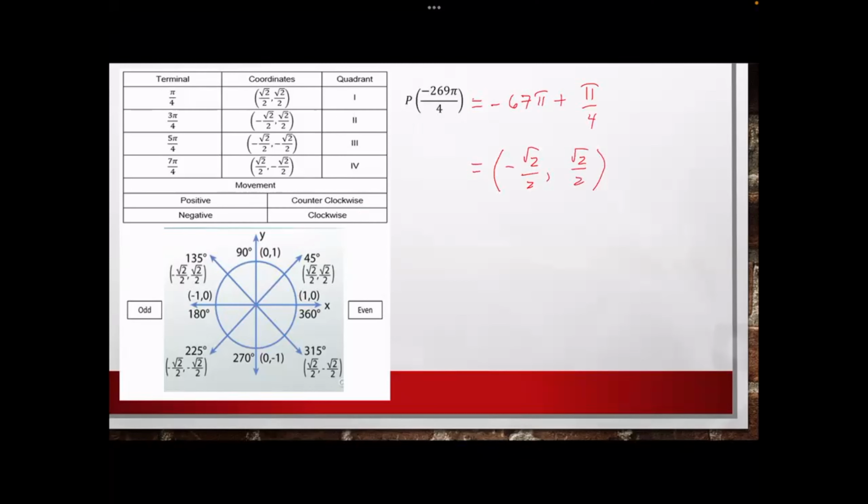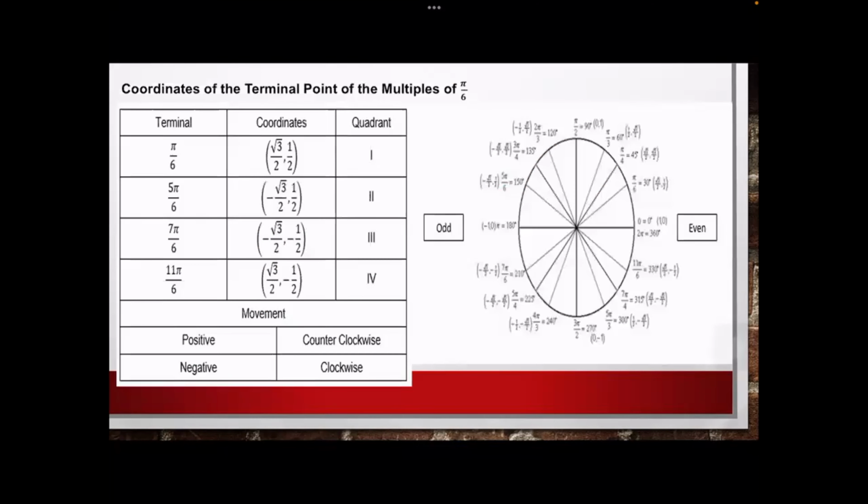Okay, so this is negative 67. So, 67 is add, tapos it's negative, that's clockwise. So, mag-add tayo ng isa. So, nito lang siya. So, quadrant 2. Kaya magkakaroon ka ng negative and positive the square root of 2 over 2. Question? Nakuha ba? Okay. So, kung nakuha, let's have the last multiple.